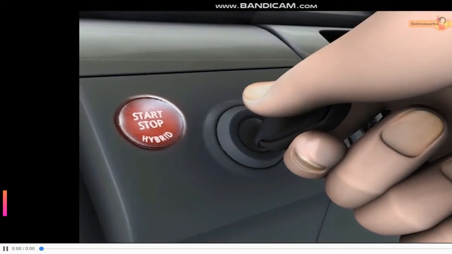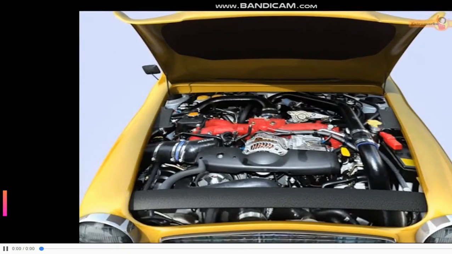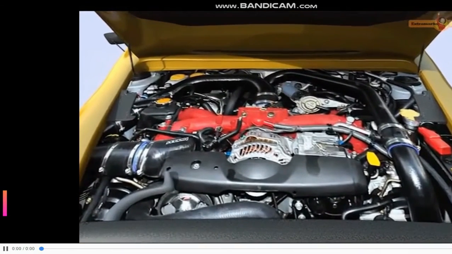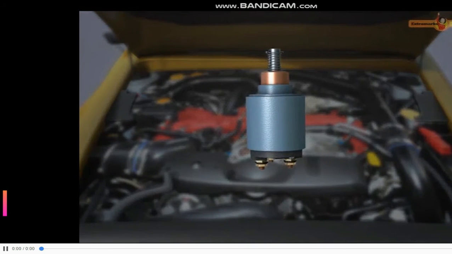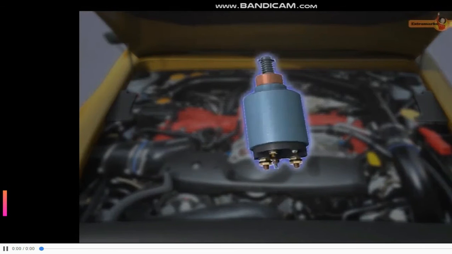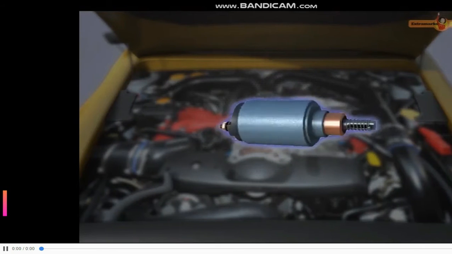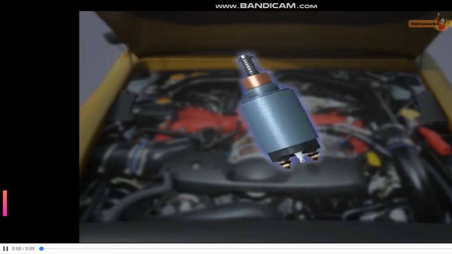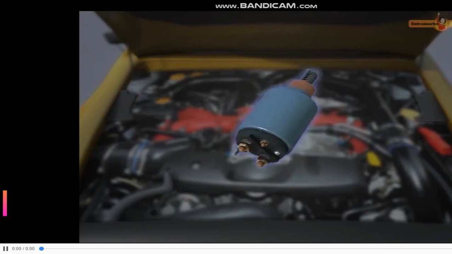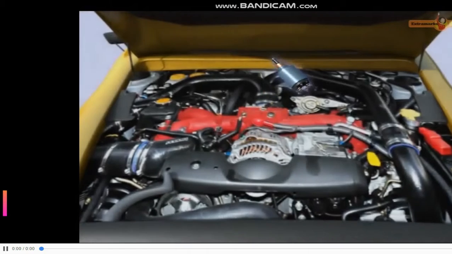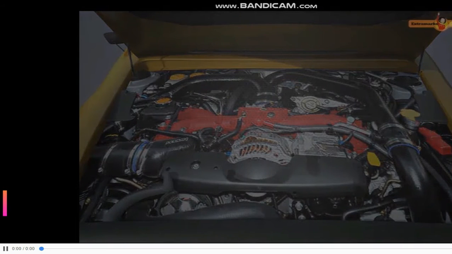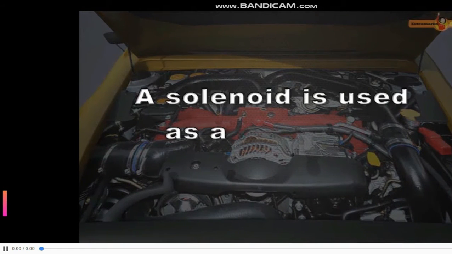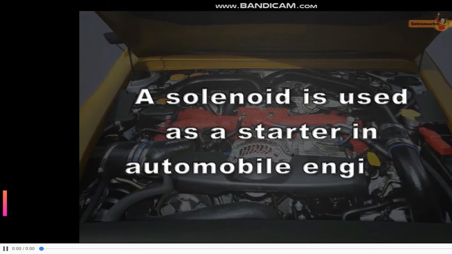Of your car to start it. A small current from the battery flows through the starter solenoid. The solenoid gets magnetized and thus causes a pair of heavy contacts to close and completes the circuit. As a result, a large current starts flowing through the starter motor, which sets the engine in motion. Thus, a solenoid is used as a starter in automobile engines.